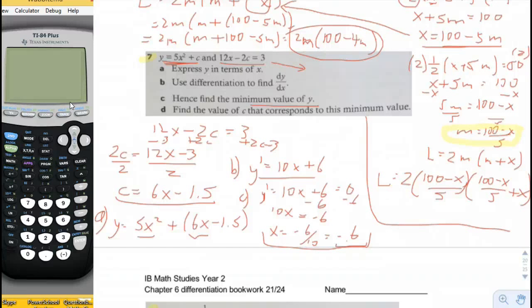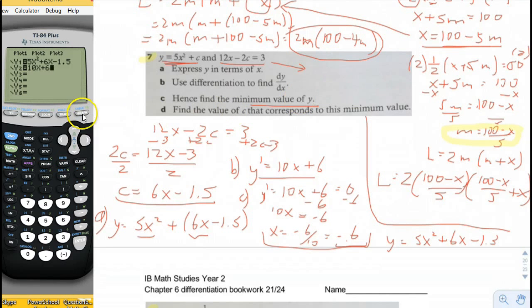We found the value of x that makes y a minimum. So what we're going to do now is put it back into the equation. y equals 5x squared plus 6x minus 1.5. We're going to put negative 0.6 in there. And that's going to give us the minimum value of y. Okay? The other way we could do that, which is probably easier, is we can do what we did earlier, and put the function and its derivative in the calculator, and we can figure out the minimum value of y more easily.